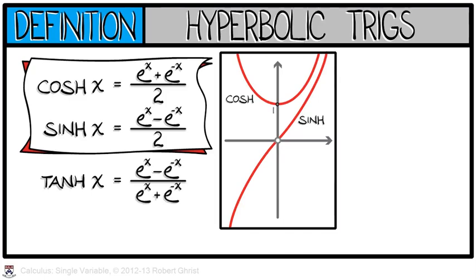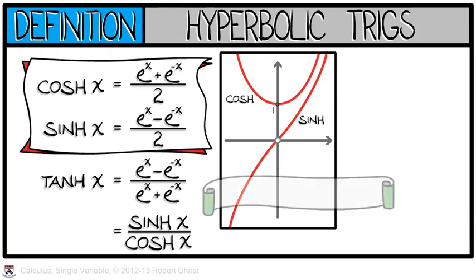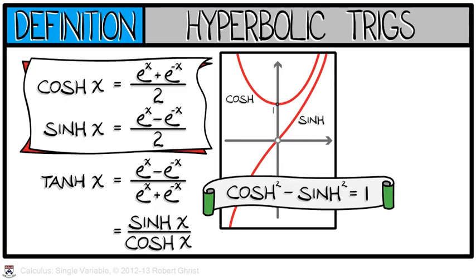As you might guess, this is really sinh of x over cosh of x, that is, e to the x minus e to the minus x over e to the x plus e to the minus x. Now, some of the rules that you're familiar with from trigonometry hold in this hyperbolic setting, but with a bit of a twist. For example, cosh squared of x minus sinh squared of x is equal to 1.